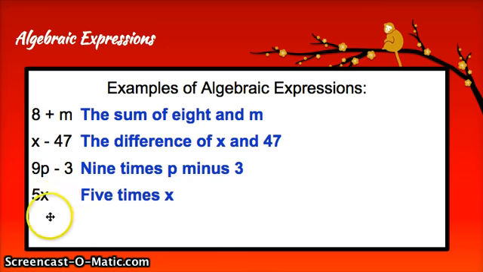And again here, don't say this as just the 5 and the x. Make sure you say the operation. If there's nothing in between the 5 and the x, you would read it as 5 times x, or the product of 5 and x.